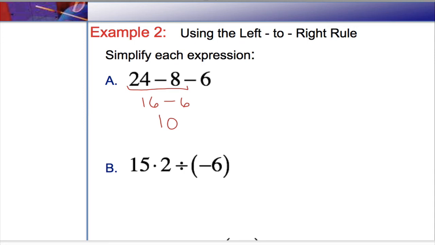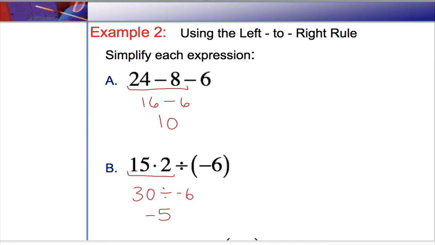In my second example, I have multiplication and division. So again, from left to right, we actually have to multiply 15 times 2 first. That's 30. And now we divide 30 by negative 6. So positive divided by a negative is negative, and 30 divided by 6 is 5.